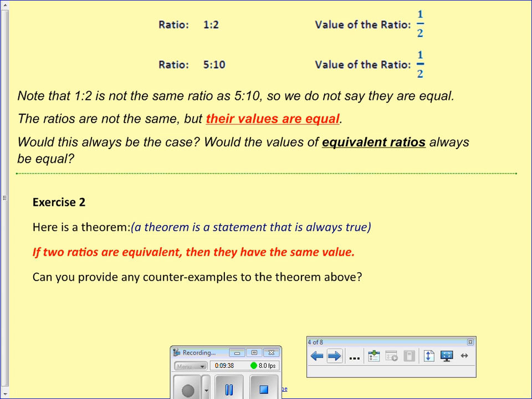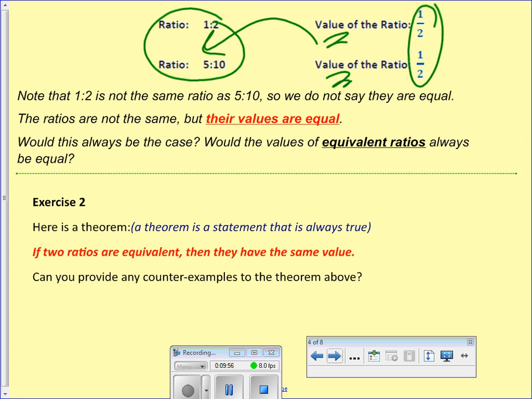So we just sort of reworded what we just wrote. We found equivalent ratios and found that their values are equal. So if their values are equal, then the ratios are equivalent. So highlight that theorem. That's what we just proved.